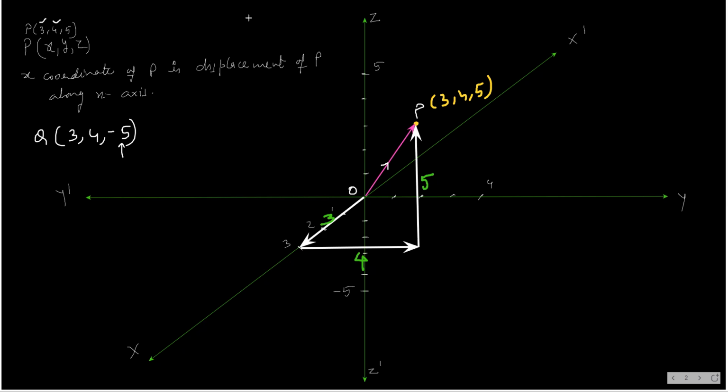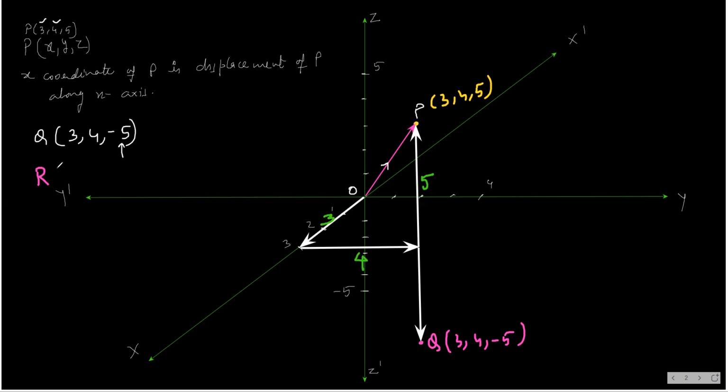You will have to go 5 units down here. You check this. You have to go 5 units down. So 3, 4 and minus 5. So where is that point Q? Point Q is here. This is point Q, which is 3 comma 4 comma minus 5. Like this, you can have the location of all the points in space.